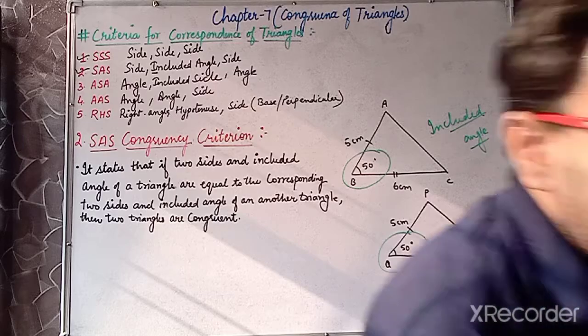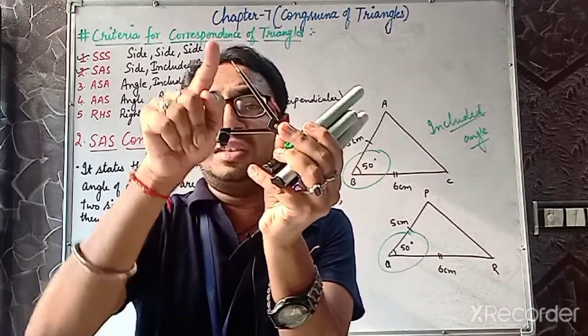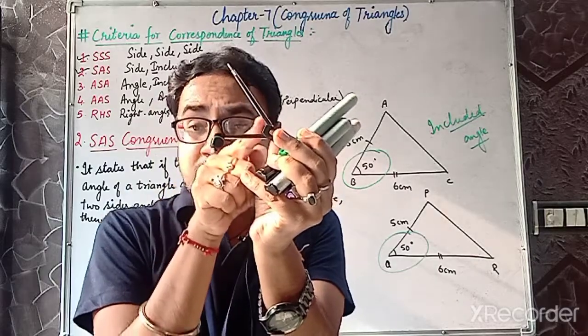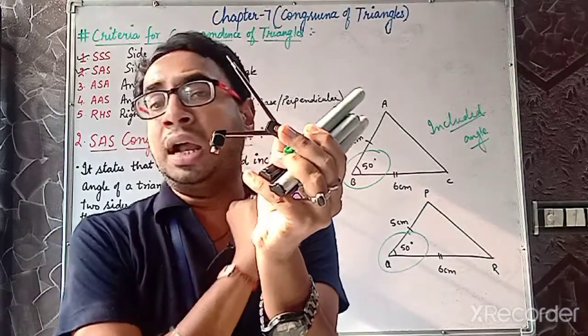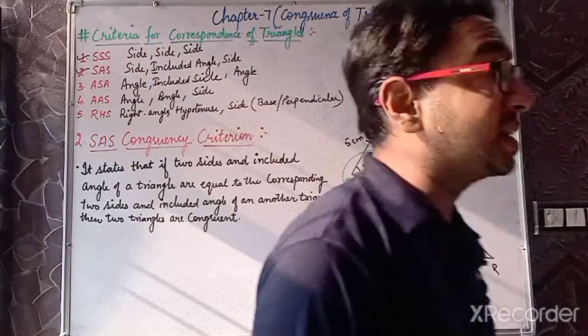I'll show you again the compass, my friend. So, this is the included angle. If this is one side, this is another side. This one I'm talking about, this is the included angle. Are we clear? So, included angle. Just see what is SAS.